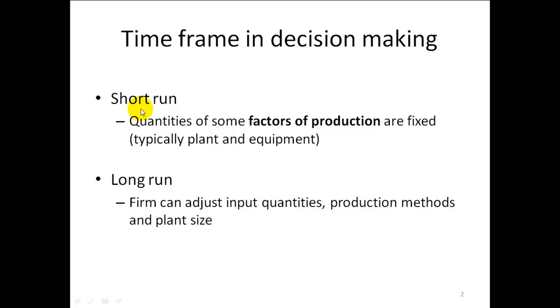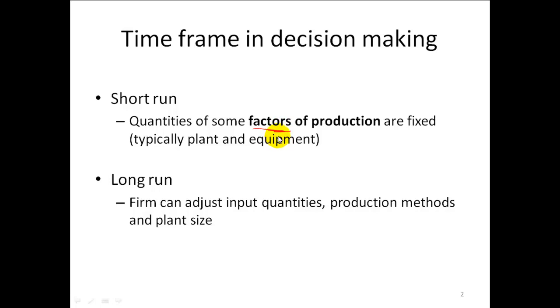The definition of the short run in this context is the time frame where quantities of some factors of production are fixed and other factors of production are not necessarily fixed. So make sure you understand what factors of production means. In simplistic terms, we can say that there are two main factors of production. One is capital, which is the physical machines and equipment used by firms, and the other major factor of production is labor.